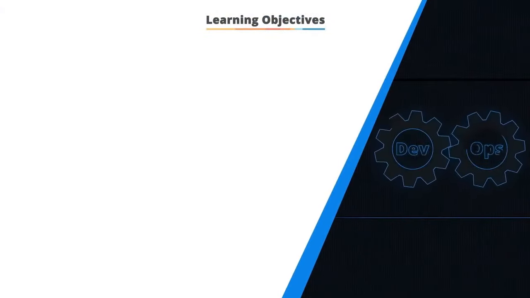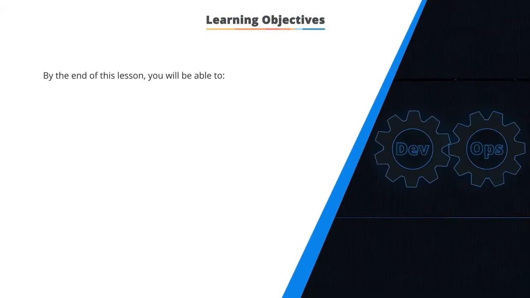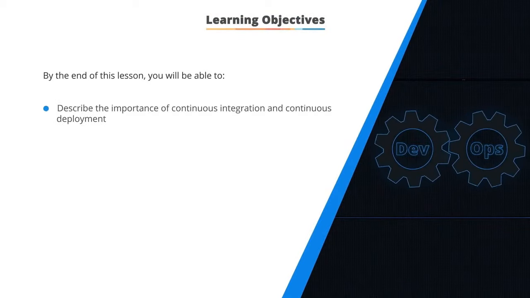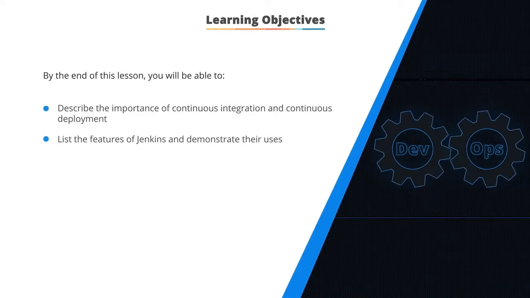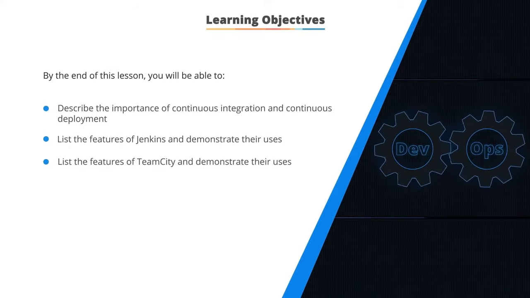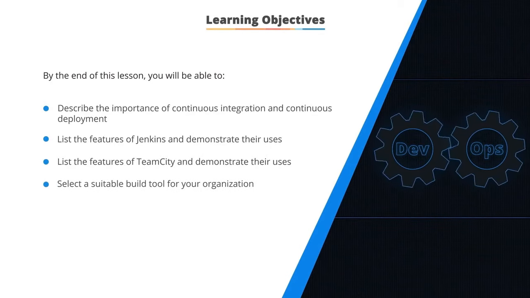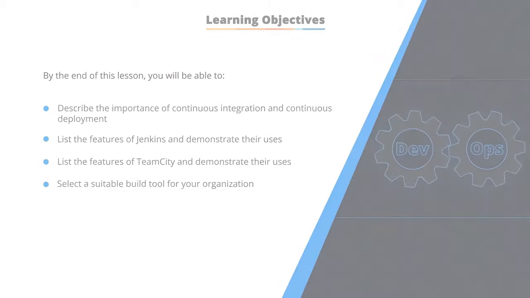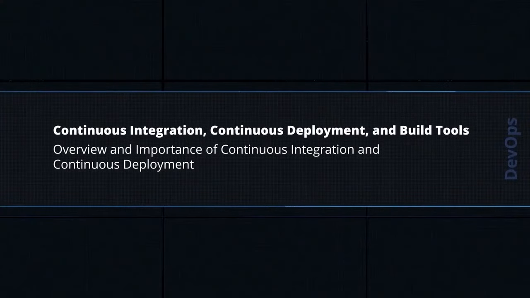Learning objectives. By the end of this lesson, you will be able to describe the importance of continuous integration and continuous deployment, list the features of Jenkins and demonstrate their uses, list the features of TeamCity and demonstrate their uses, and select a suitable tool for your organization. The overview and importance of continuous integration and continuous deployment.